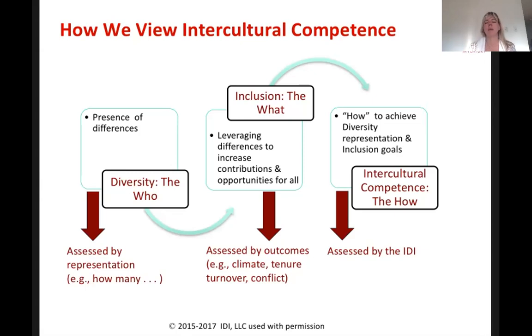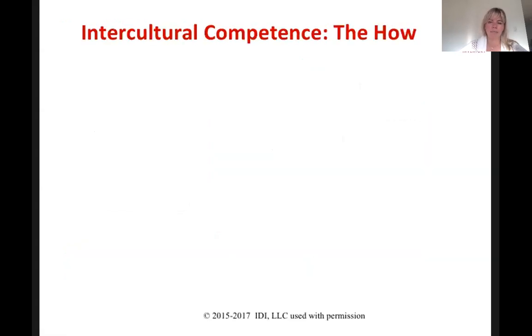And finally, if we want to get to a place where we have an organization of people that are interculturally competent, we have to look at how we're going to do that. So how do we achieve these diversity, representation, and inclusion goals? We do this by assessing using the IDI.